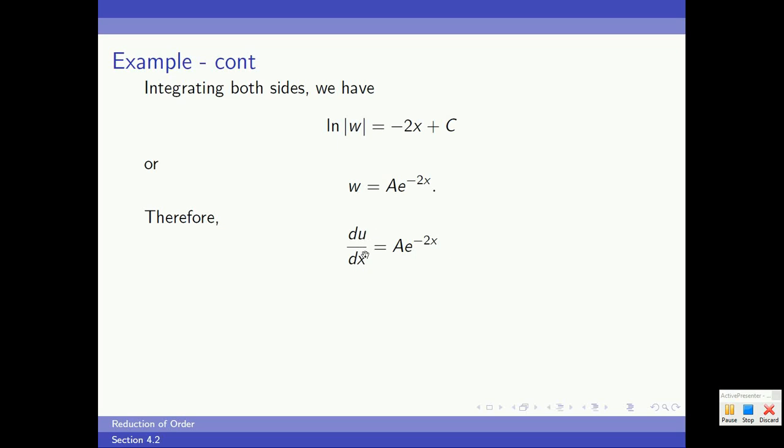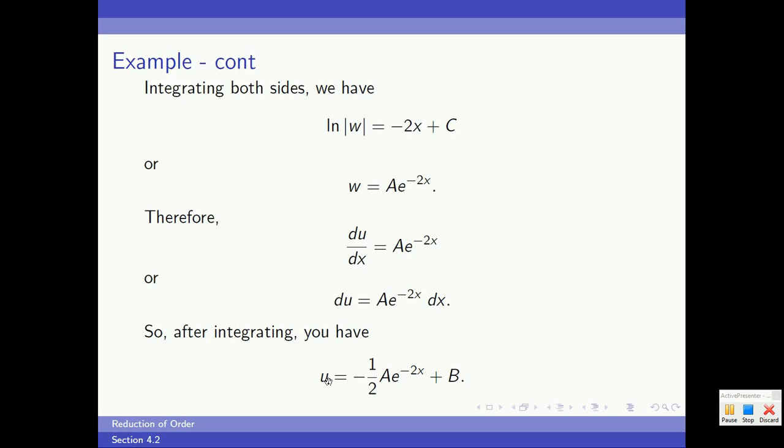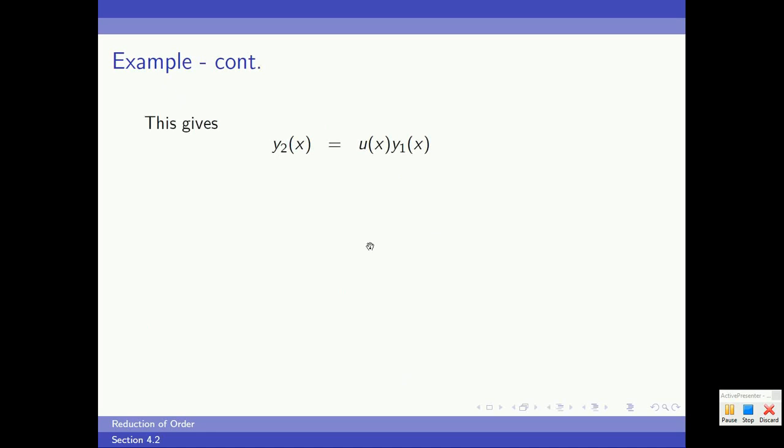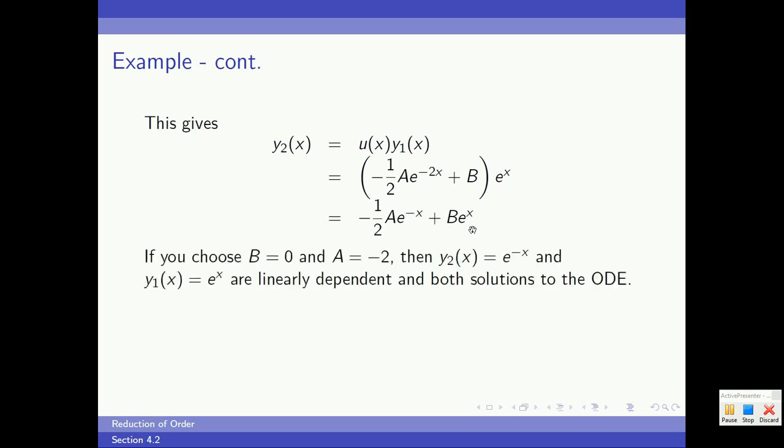So now what we do is we solve this for u. du is equal to a e to the negative 2x dx. Integrate both sides. That's going to give us u is equal to, when I integrate this, this term plus another constant. So now we go back and we look at y2 is u y1. So that means this is our form for y2. Just multiplying the e to the x through, we can simplify this just a little bit further.